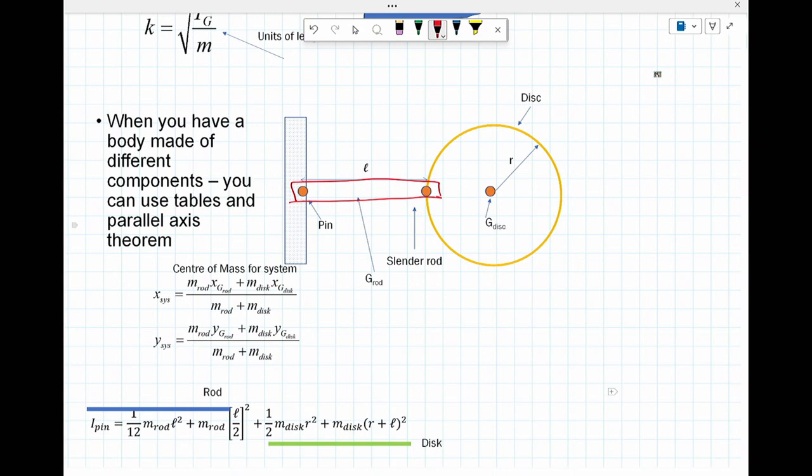But the moment of inertia about the pin is 1/12 m_r L squared, plus m_r (L/2) squared, plus the mass of the disk, 1/2 m_d r squared, plus m_d (r plus L) squared. If you take that expression, you should know where the 1/12 comes from. You should know the 1/2. We do expect you to know these shapes. But we wouldn't expect you to know what the moment of inertia is for that complex or compound body without this.